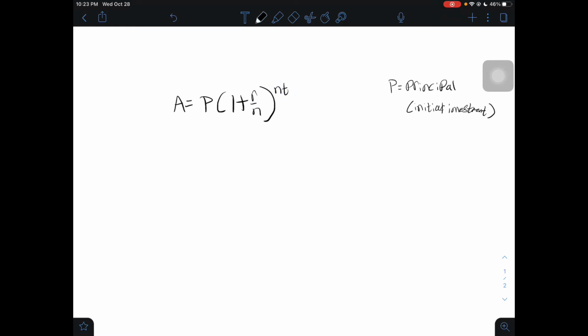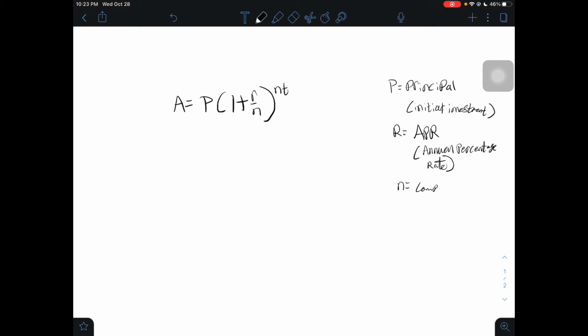Okay, so we'll start with R. R is going to be our APR, or our interest rate, and APR means annual percentage rate. When we do calculations, we're going to put it in decimal form, or you can leave it as a fraction. Next, we have N. And N is basically the number of compounds you do per year.